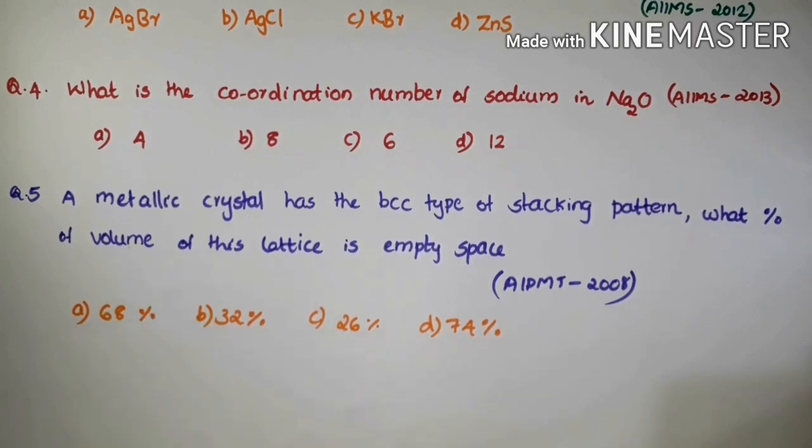Next question. A metallic crystal has BCC type stacking pattern. What percentage of volume of this lattice is empty space? Answer is option B, 32.